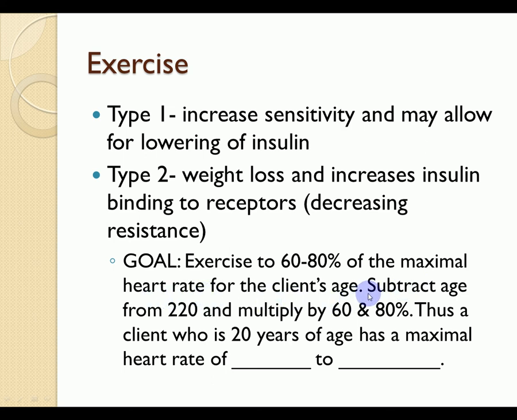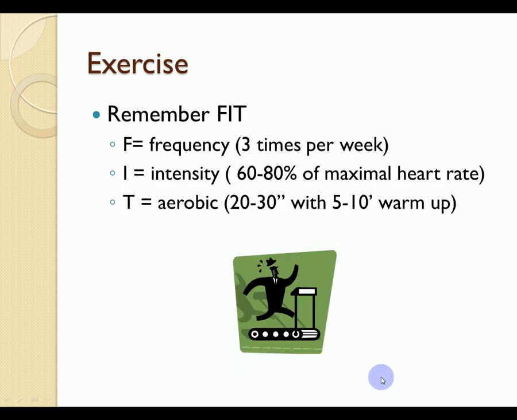So how do we know that? We subtract their age from 220 and multiply by 60 and 80%. Thus, a client who is 20 years of age has a maximal heart rate of what to what? We would take 20 minus your 220, which would be 200, and multiply it by 60 to 80%. So you should get anywhere between 120 to 160 is what their heart rate needs to be up while they're exercising. I personally can do that walking up a flight of stairs.